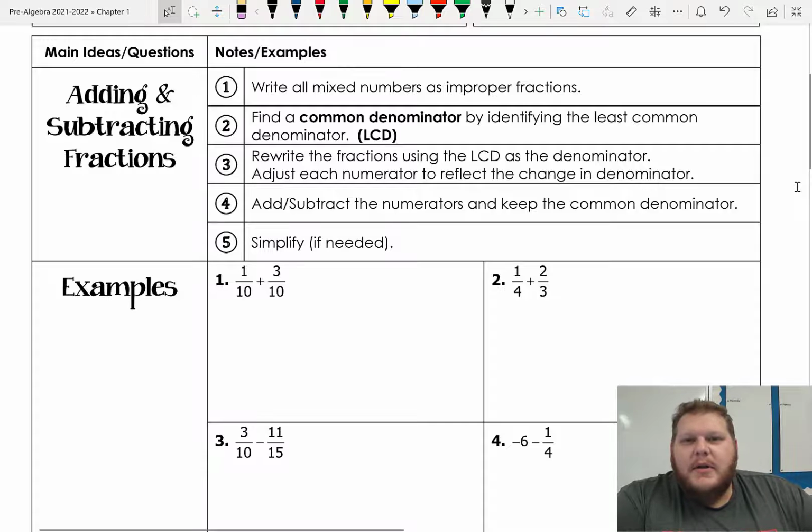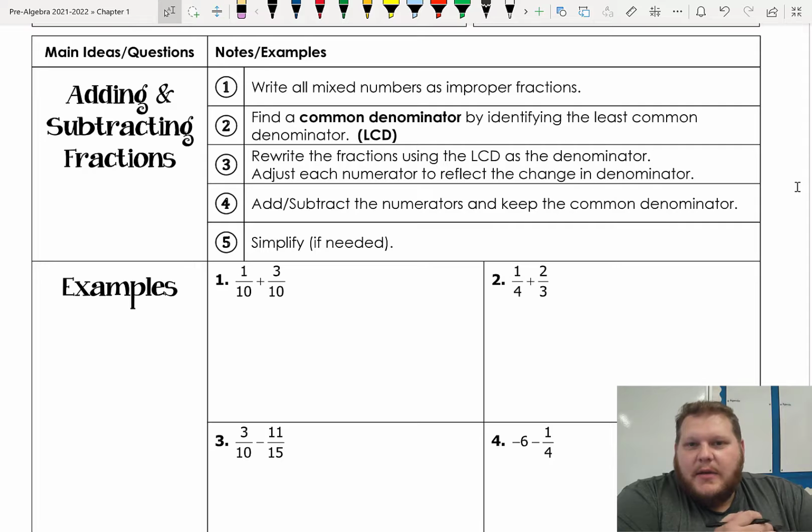Hey guys, today we are looking at our notes for 1.3, which is all about adding and subtracting fractions together. Yesterday we did 1.2, which is just the basics of fractions, kind of reminding us how they work, what their setup looks like, how to simplify them. Today, obviously focusing in on adding and subtracting them together.